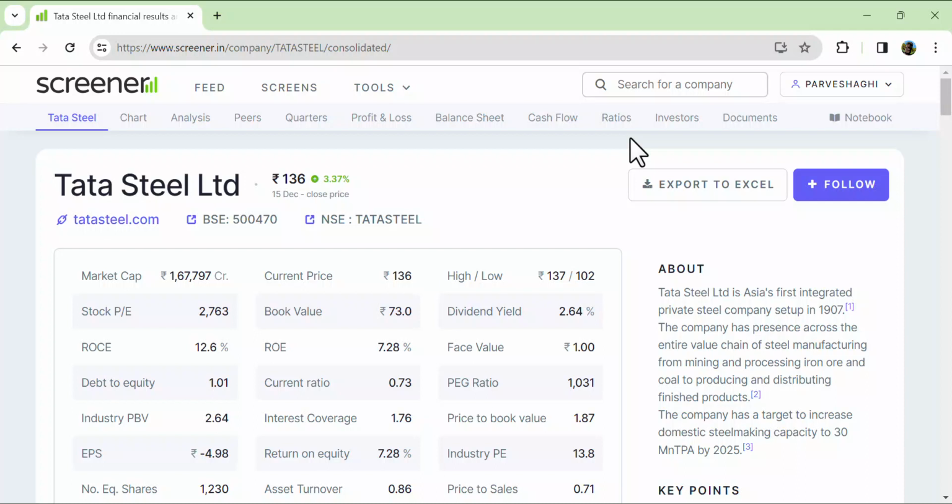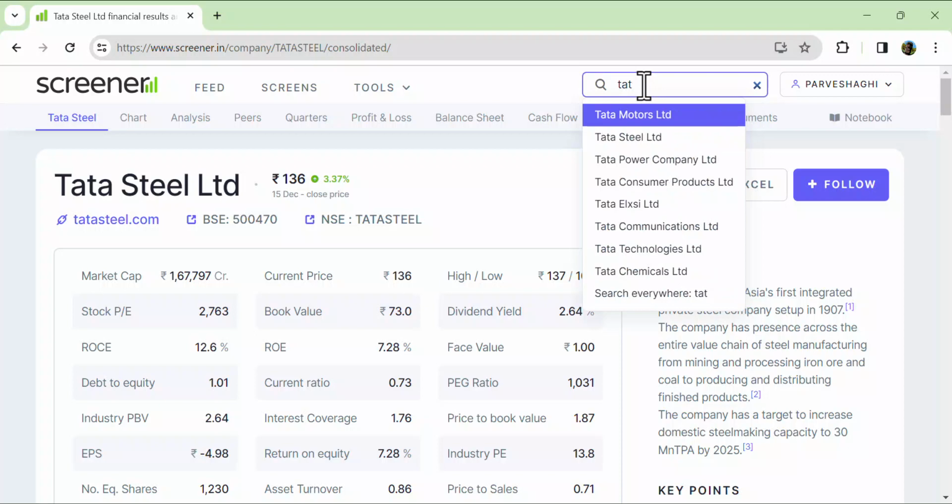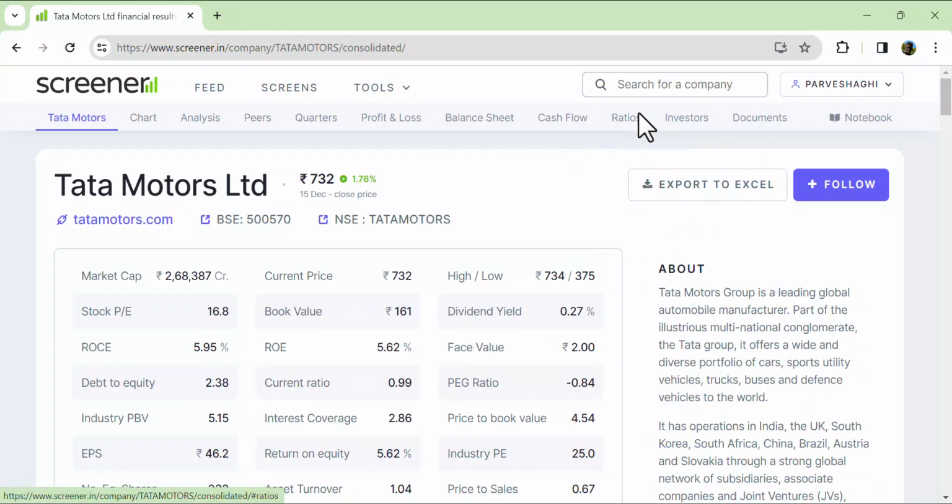So let's talk about, for example, Tata Motors, which is again an old industry. PE ratio is how much? 16.8. So all old economy companies will trade at a PE ratio close to about 15, 16, 17, 10, 12, like this.